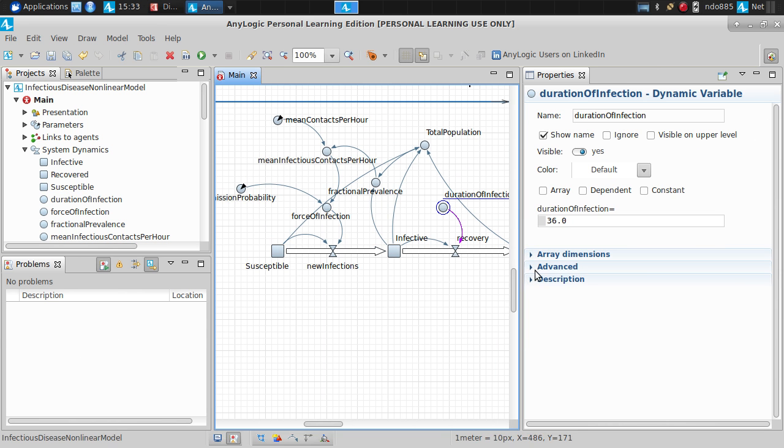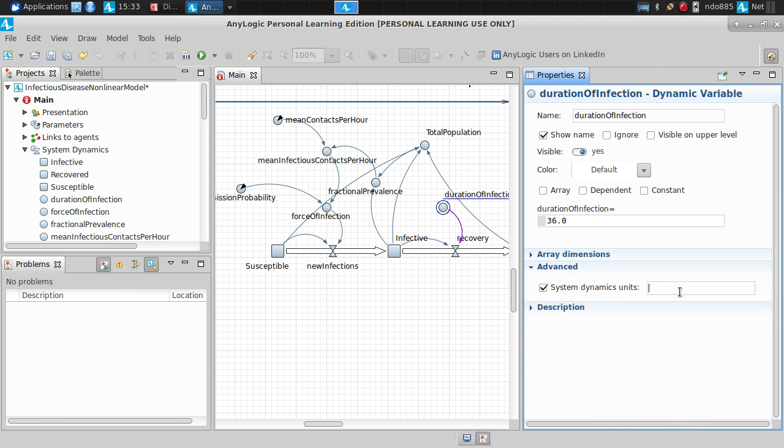Duration of infection. What are the units associated with that? Duration. What does it sound like? Duration. Okay, days. So in dimensional terms, it's what? What's the general type of thing? Time. It's a time, ladies and gentlemen.